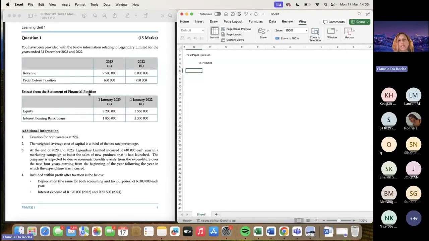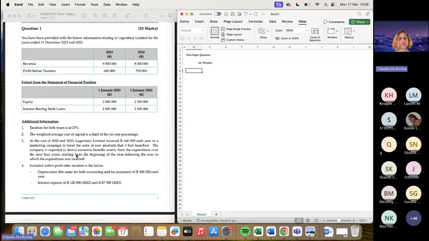Then we've got our extract from our statement of financial position, and it's equity and interest-bearing bank loans. So remember, our invested capital is the opening balance of equity plus the opening balance of interest-bearing debt. All right. And here they've actually given us the dates. They are telling us that these balances here are opening balances. Okay, very important. And we know that we are doing the EVA for 2023. And the year ends December 2023. Okay, so all important information.